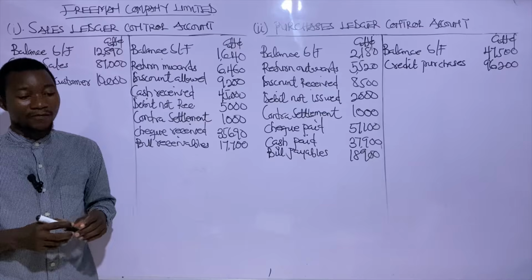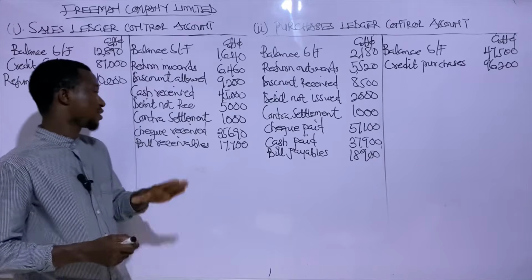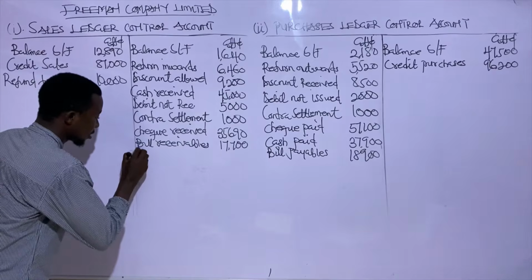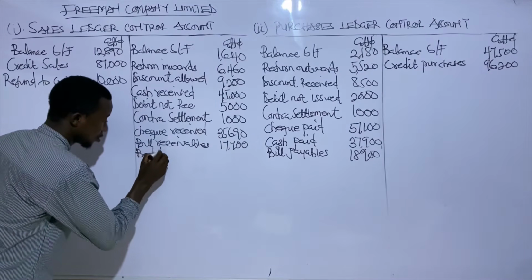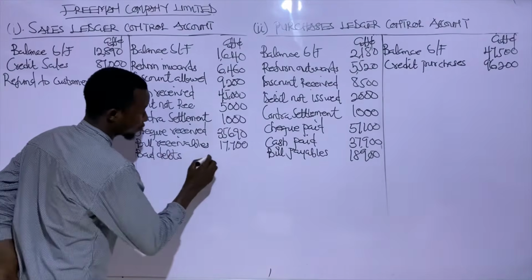The next item to talk about from the question is bad debt written off. Bad debt written off will reduce the debtor's balance. Because of that, it should be credited. The amount is 6,000. So the bad debt is written off.